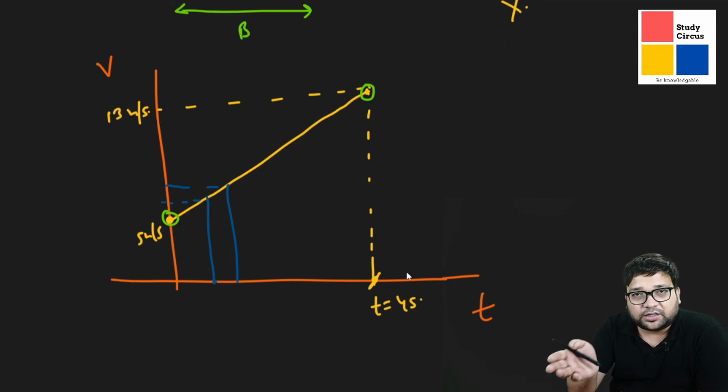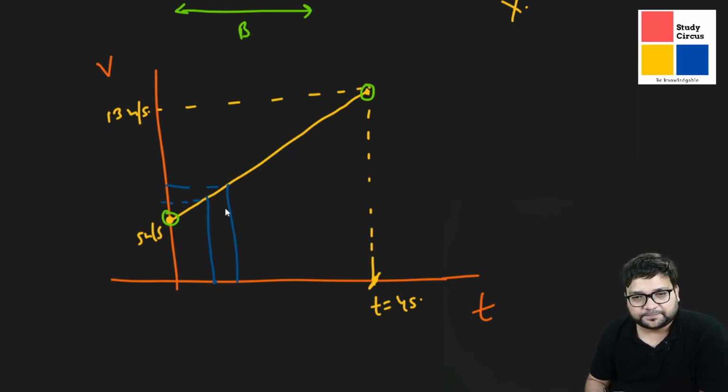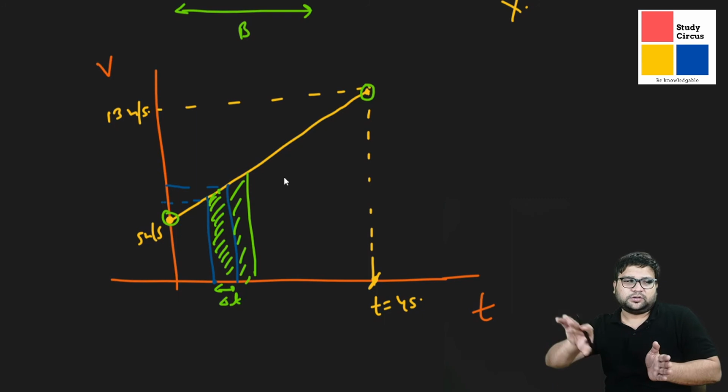Should I take 13 meter per second into the time interval 4, or 5 meter per second into 4? An average is taken. It's like the same thing, because what is happening here, this is a small velocity into this time interval delta t, and the sum is the displacement or the distance in that time interval. Similarly, small trapeziums, if you add them up, you get the whole thing, isn't it?